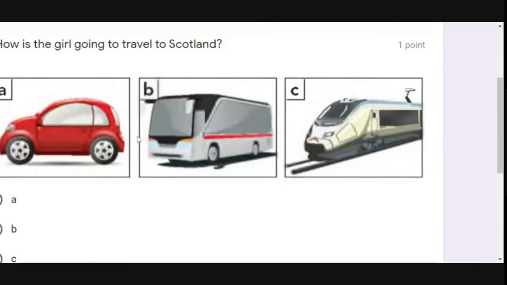So later we're going to listen. All these 3 will be mentioned in the audio. Always remember that. All the answer options will be mentioned, but you have to listen carefully to decide which one exactly is the answer.